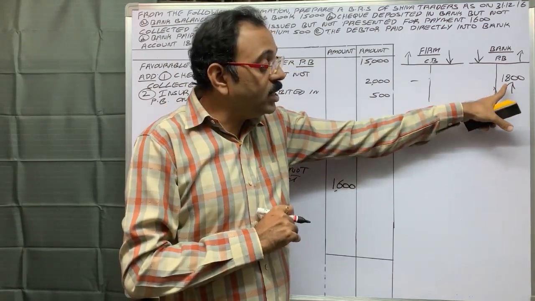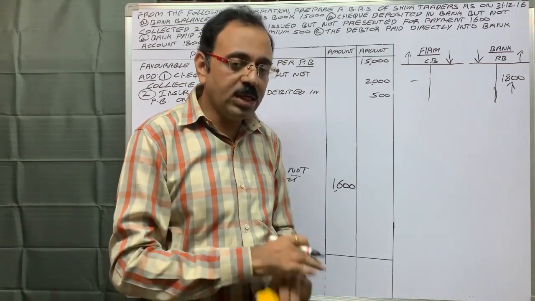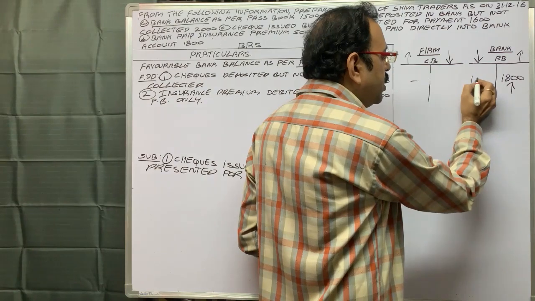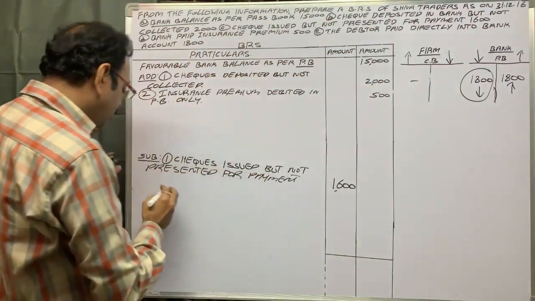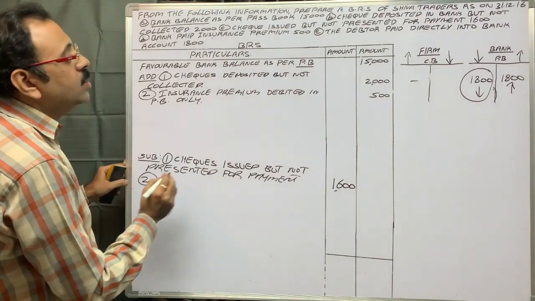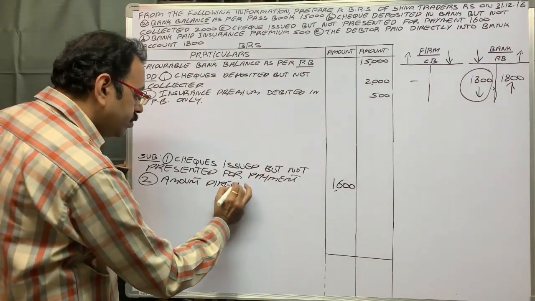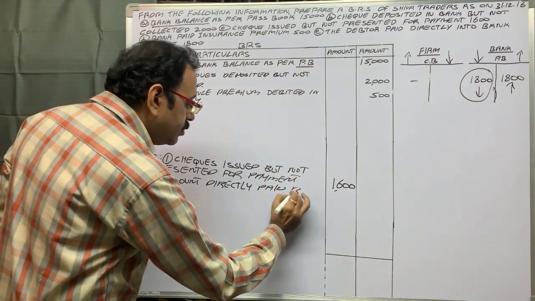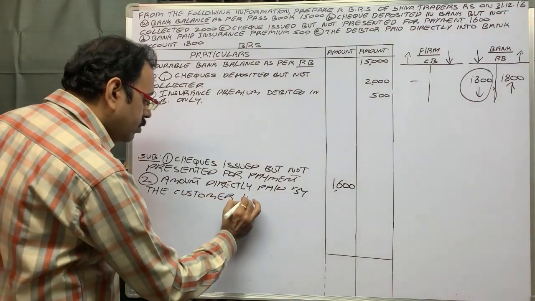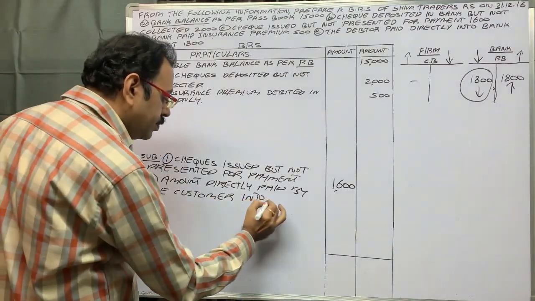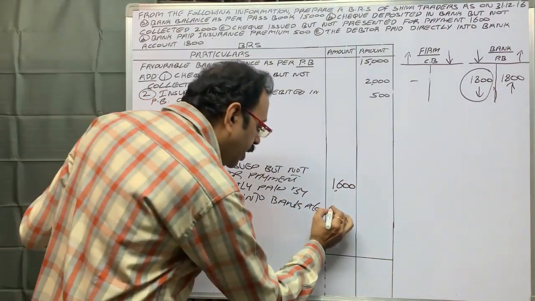Now what to do? If you cancel this, then according to passbook also the balance will be constant. How to cancel that 1800? By decreasing. So decrease means which side? Debit side. Decrease 1800 rupees. Now this is our answer. So decrease means we have to subtract. What to write? Amount directly paid by the customer into bank account. Since we are subtracting, the amount should be in inner column.